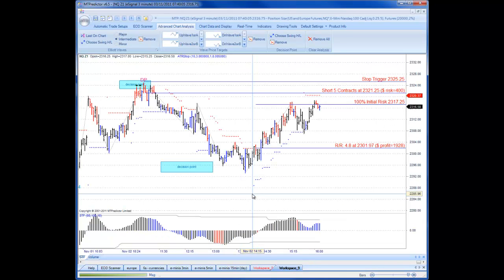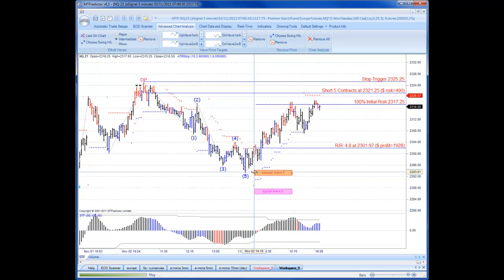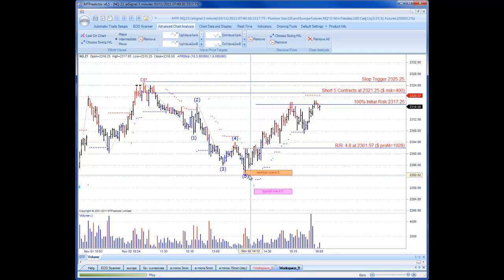So a good day for the standard automatic trade setups on MTPredictor for the 3-minute NQ, and also for the advanced traders among you who would have noticed that at the low of the day, the minimum wave 5 WPT combined with our VSA signal to then give you an indication of strength coming in, and as such the decline was most probably over and a rally was to start, and that's exactly what happened.